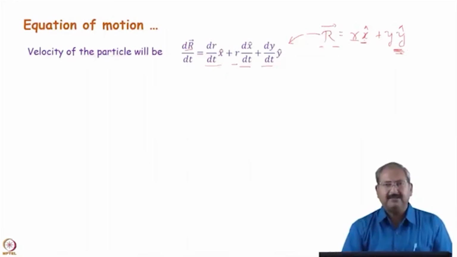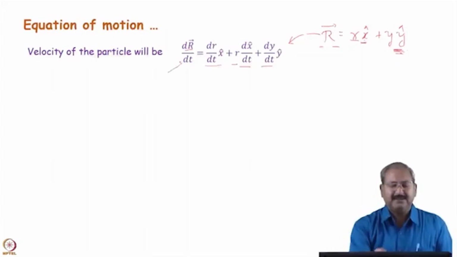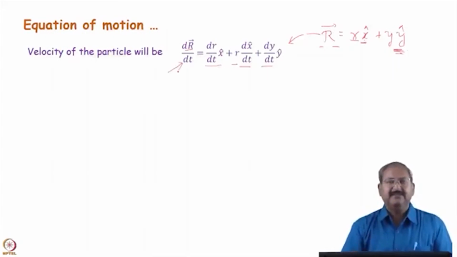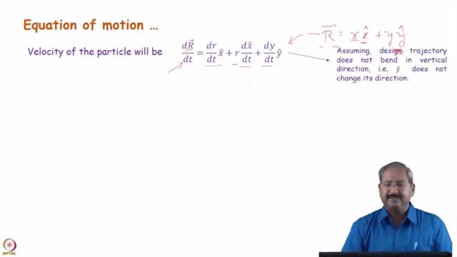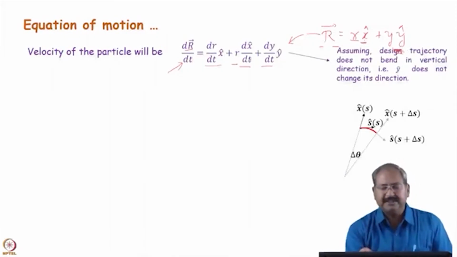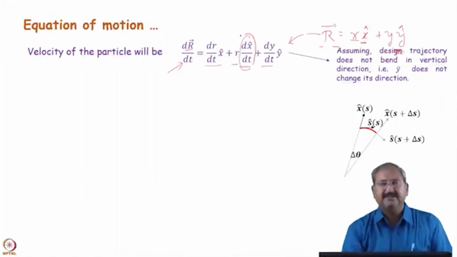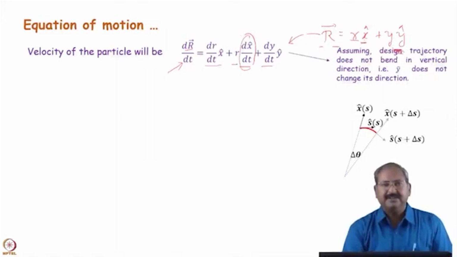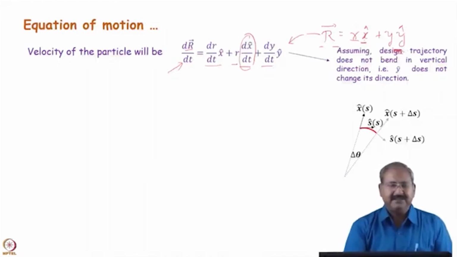Now for the equation of motion, what is the equation of motion? The equation of motion is F is equal to ma. It means we have to calculate the acceleration also, which means we have to differentiate this velocity again. Then we will get the acceleration. So we will do that. Now before going into that, how will we calculate this dx cap by dt? How will we obtain the rate of change of the unit vector? This can be done very easily.